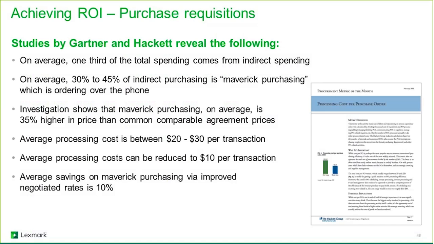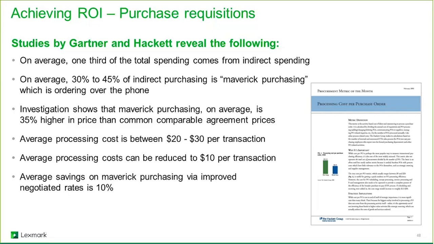We know that a lot of it is Maverick, where ordering can be done over the phone. And we know that the purchases made with these Maverick spends are a lot higher. In fact, it can be up to 35% higher compared to prices that could be negotiated. And also the transaction cost is excessive. It can be between $20 and $30 per transaction. Now think about that based on the number of indirect spend transactions a typical company might have, in the thousands. And we can reduce this average processing cost, we believe, with the automation solution by as much as $10 per transaction. Of course, that's going to be different depending on the company and the processes that are implemented.